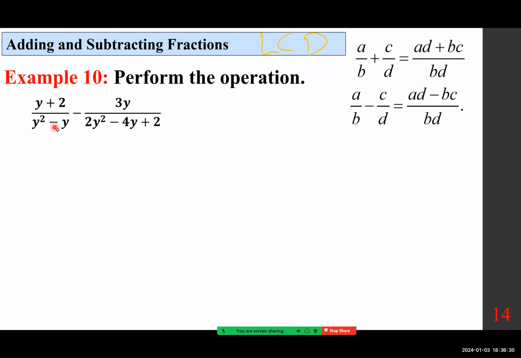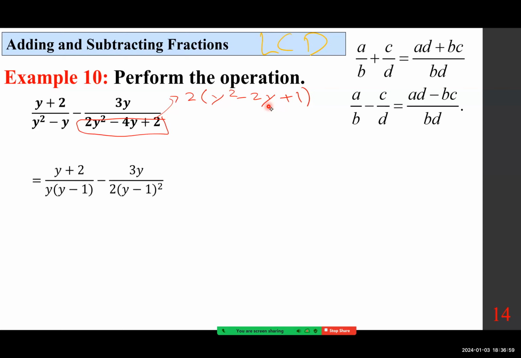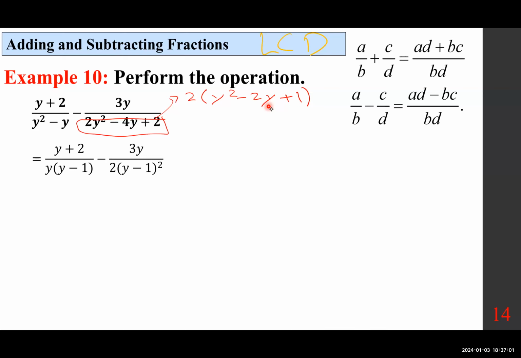So this one is y times y minus 1, and this one is, first let me take the common factor of 2 out, so it becomes clear that I can take out the 2, and I get y squared minus 2y plus 1, and I hope you recognize this one as a perfect square trinomial, y minus 1 quantity squared. And therefore, now we can write the LCD as 2 times y minus 1 squared, right?